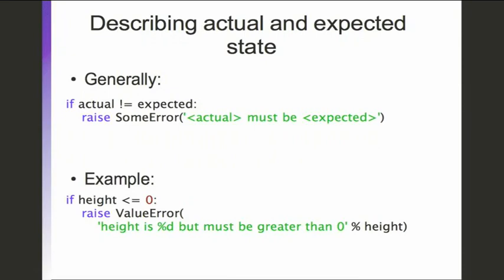How does it look in terms of code? Generally, code to detect errors looks like that. If an actual value is not the expected value, then I raise some error with the message actual must be expected. And I already have these in my code. Here's an example. We already know it. If height is smaller than zero, I raise a value error which says height must be greater than zero.